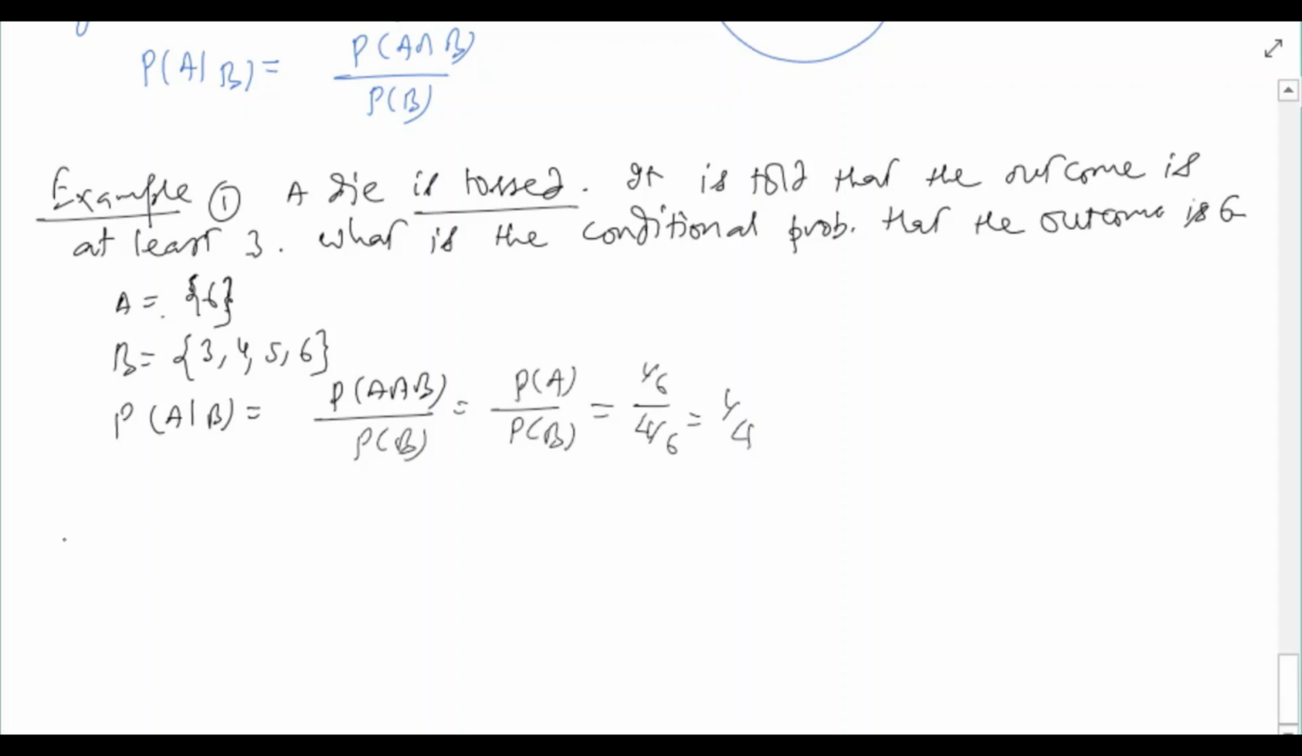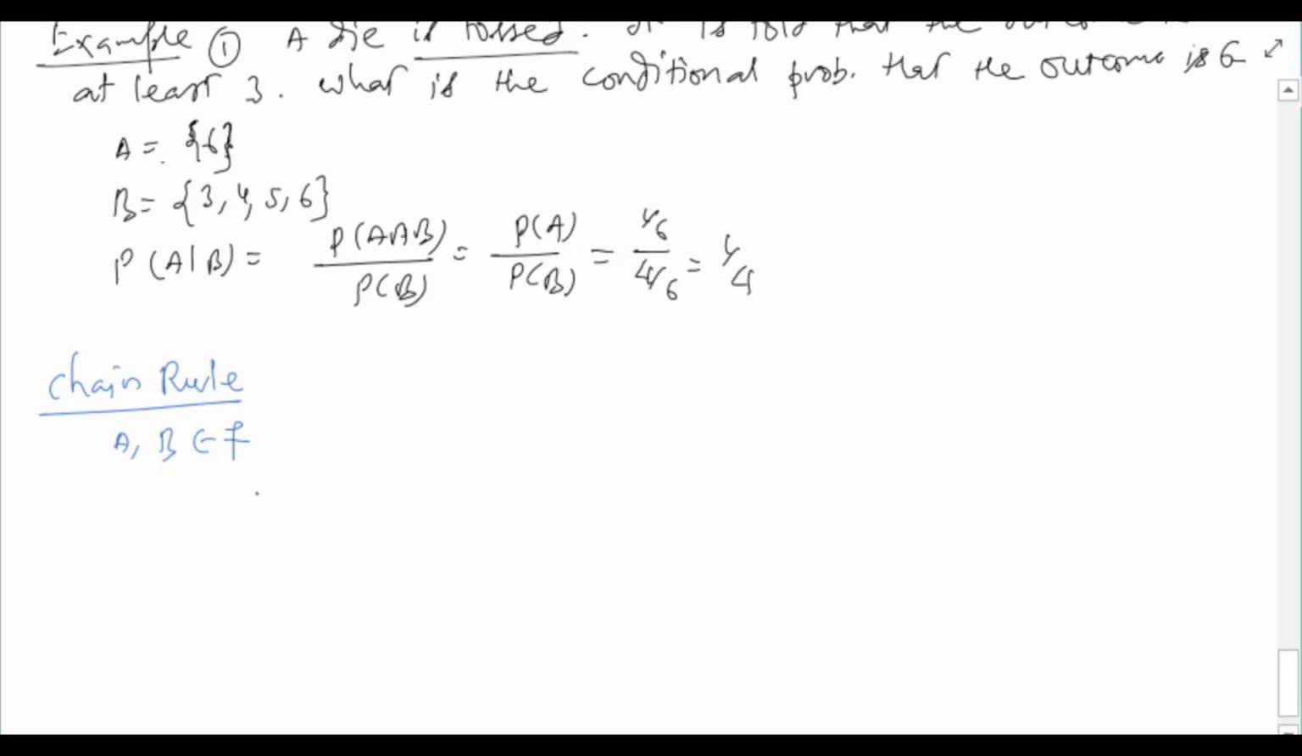The next rule that we will see is called chain rule. As before, let us assume that A, B are two events. Then we can rearrange the terms in the conditional probability formula to deduce that probability of A intersection B is probability of A given B times P(B). In fact, it also turns out to be equal to probability of B given A times P(A). This equality is called chain rule. Let's again see an example.